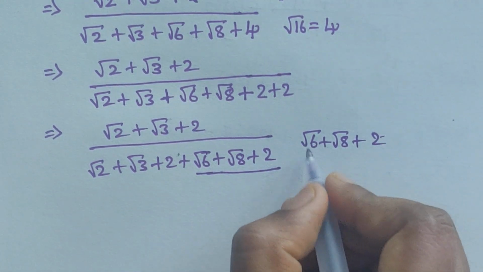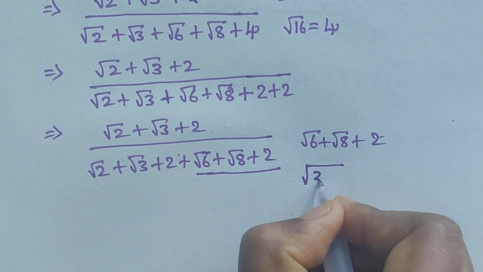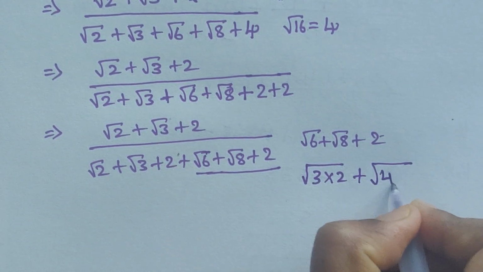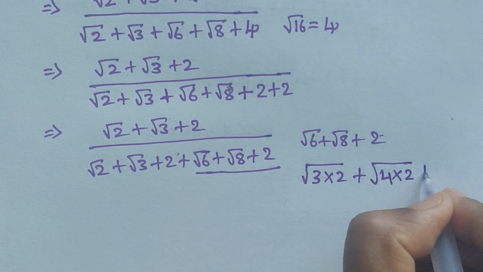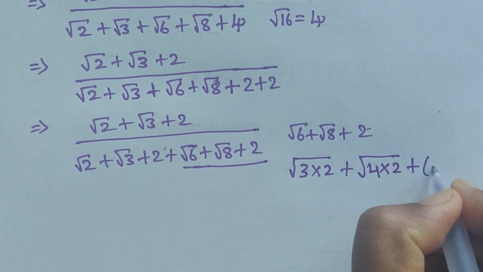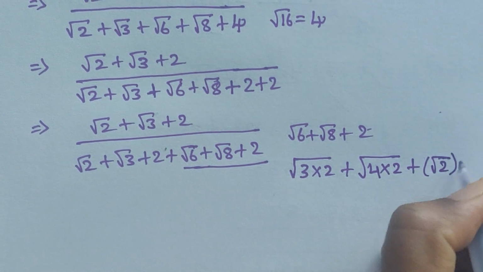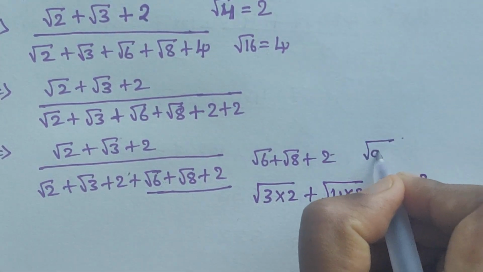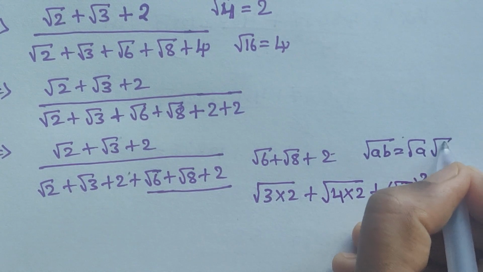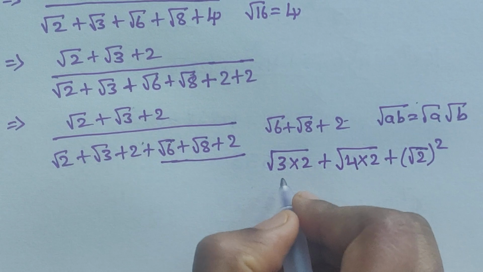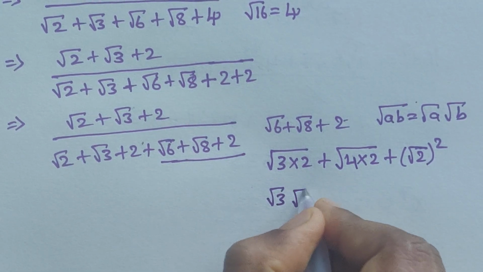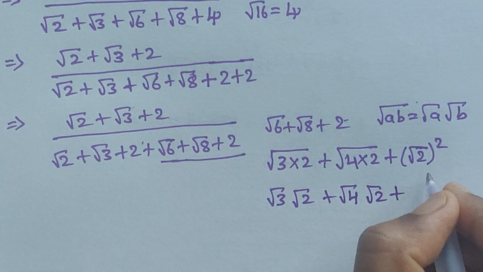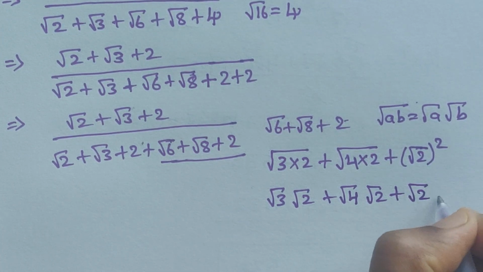Square root of 6 we can write as square root of 3 times 2, plus square root of 8 we can write as square root of 4 times 2, plus 2 we can write as square root of 2 whole square. Now we can apply this formula: square root of a times b equals square root of a times square root of b. Using this formula, we can write square root of 3 times square root of 2, plus square root of 4 times square root of 2, plus square root of 2 times square root of 2.